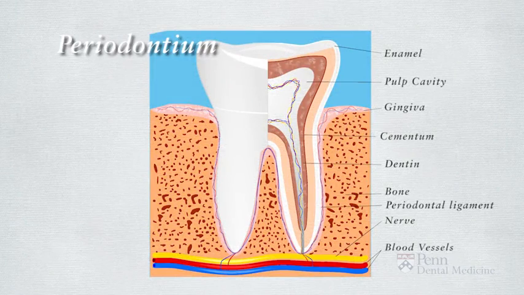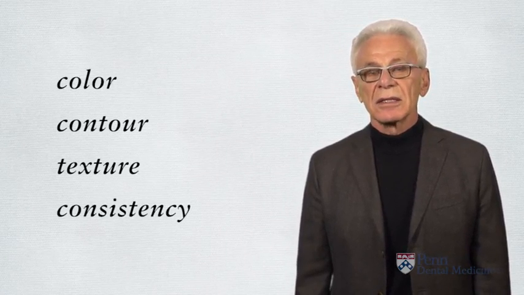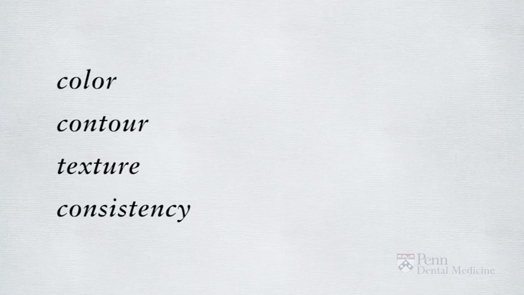It demonstrates the periodontal ligament, which is the thin structure attaching the tooth to the bone. You can see the cross-section of the gingival tissues, the root and the crown of the tooth. When describing gingiva or gums, the dentist will use four terms to communicate his or her findings: terms of color, contour, texture, and consistency. Let's describe texture and consistency.